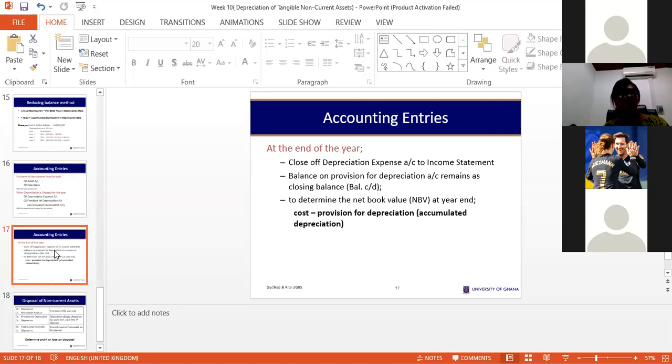And so in order to determine the net book value, which will show on the statement of financial position, we have to show the cost of the asset less the accumulated depreciation to give us the net book value. Okay, and that would always be shown under the non-current assets. So under the non-current assets, if we have motor vehicle, we have cost, less accumulated depreciation, then we have net book value, and that will be shown in the statement of financial position.